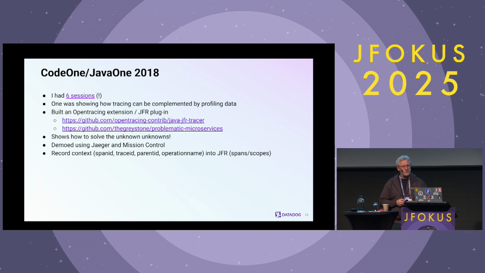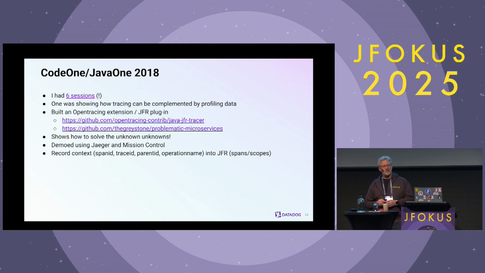But one of the sessions was about how you could use tracing and complement it with profiling data to do really interesting things and solve problems that would otherwise be very, very hard to solve. I built an OpenTracing extension, a JFR plugin, for OpenTracing. So this was before OpenTelemetry.